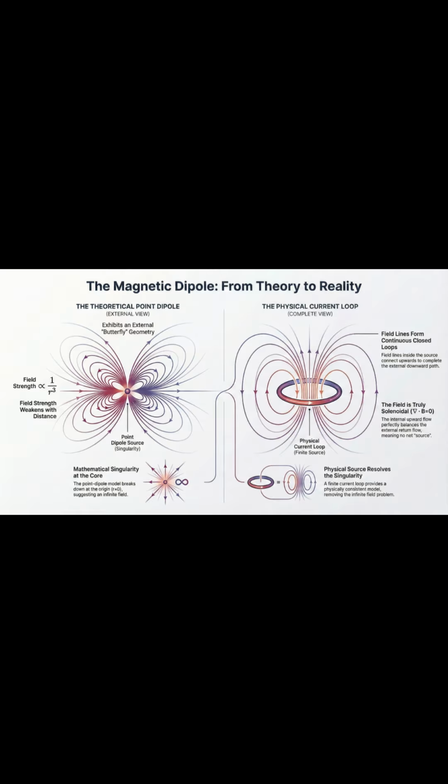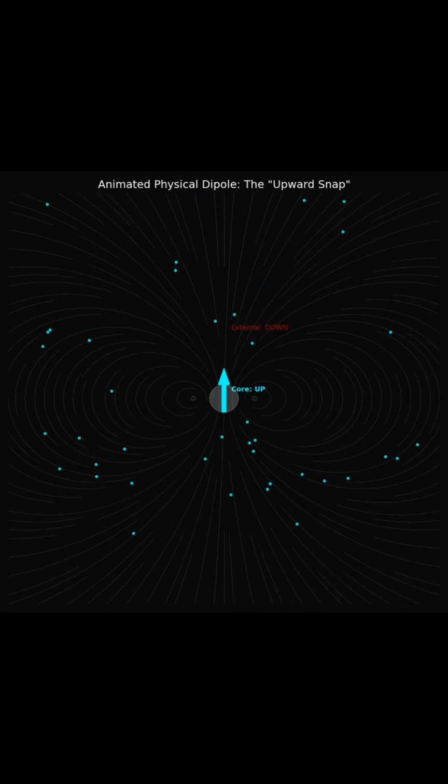And what you get is this cool butterfly pattern where the field points downward along the axis and then, well, it fades away incredibly fast the farther out you go. Second, though, you hit a snag. The math shows these field lines pointing down and just ending.